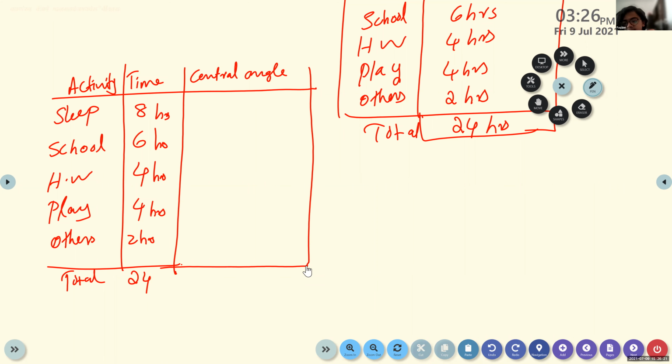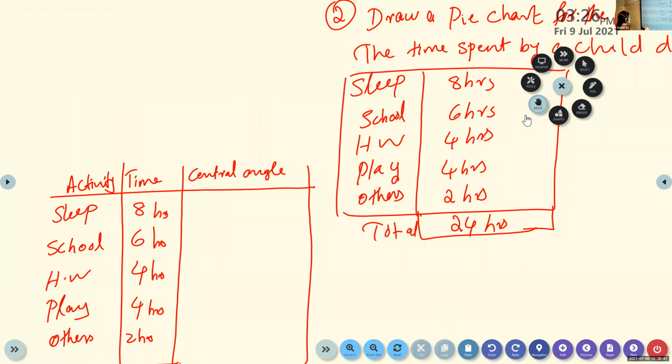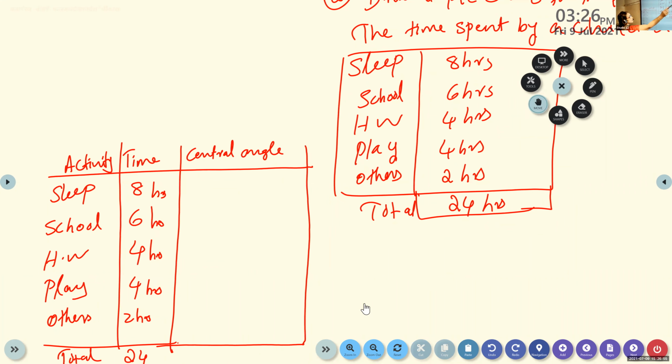Yes, ma'am. Okay. Now, how can we start finding the central angle? How will we find it using that formula? Can you show the first slide? First slide means it is the question. Draw a pie chart. This was the question. How will we find the first central angle? Parvati, how can we find it?